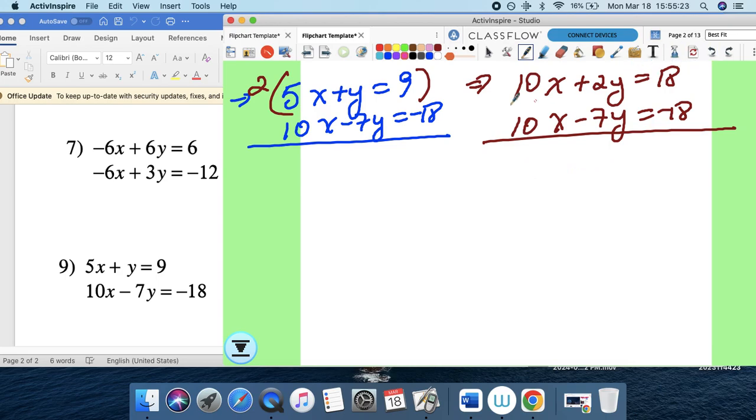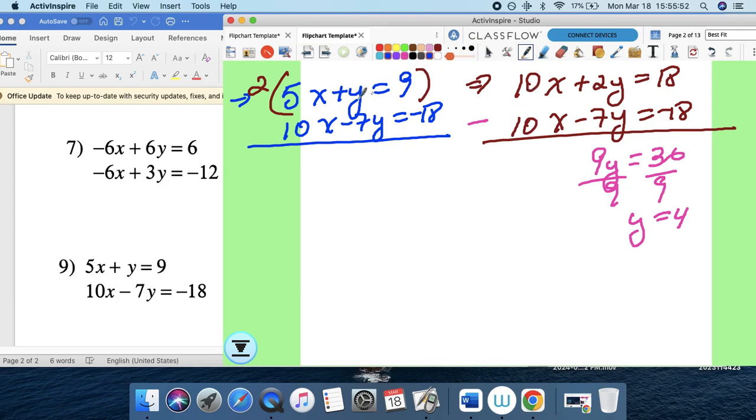So let's subtract. If I subtract, I get 10x minus 10x, and that becomes 0. So they're gone. 2y minus negative 7y is the same thing as 2y plus 7y, which gives me 9y. 18 minus negative 18 is going to be 18 plus 18, which is 36. Divide both sides by 9, and y equals 4. Good. I found my y. Now I need to find the x.